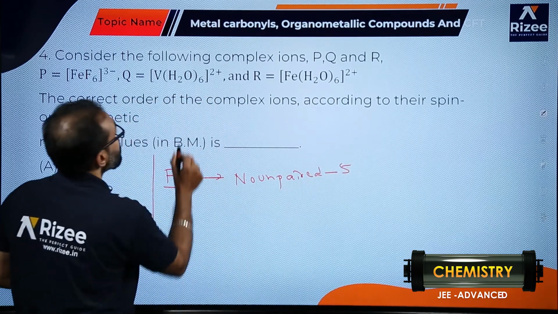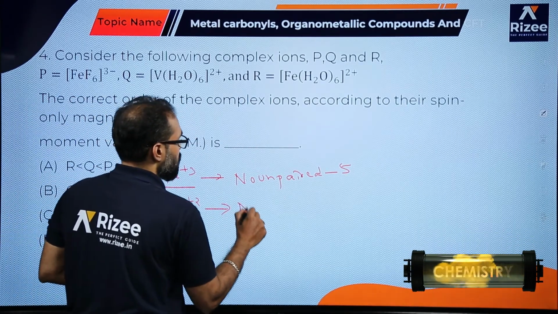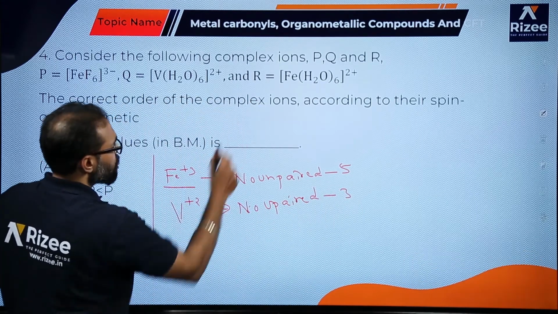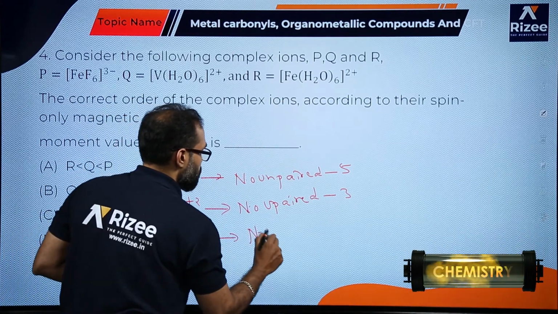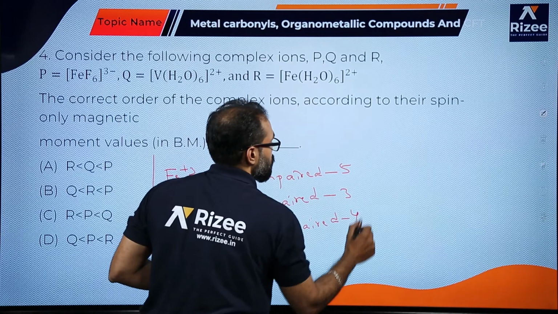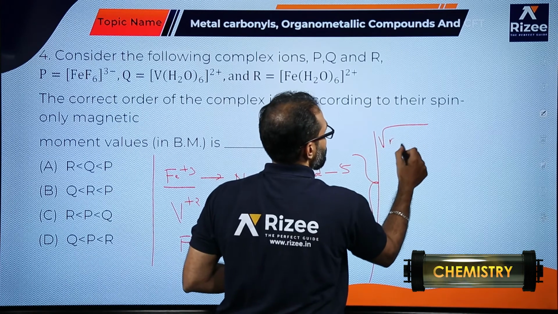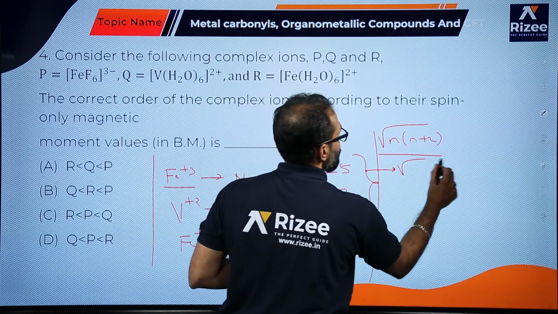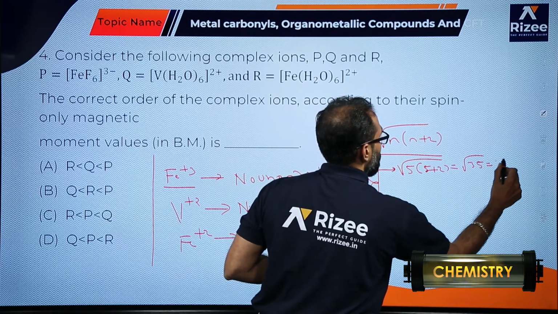5. If you are taking the second one, vanadium in +2 oxidation state, how many unpaired electrons are there? The number of unpaired electrons is 3. If you are taking iron in +2 oxidation state, the number of unpaired electrons is 4. If you are applying the spin only magnetic moment formula, it is root of n(n+2) Bohr magnetons. For the first one, it is square root of 5 into 5+2, so that is square root of 35. It is around 5.9 Bohr magnetons.